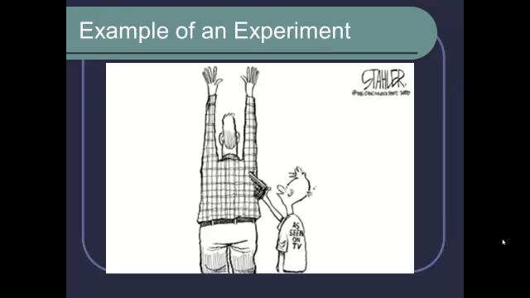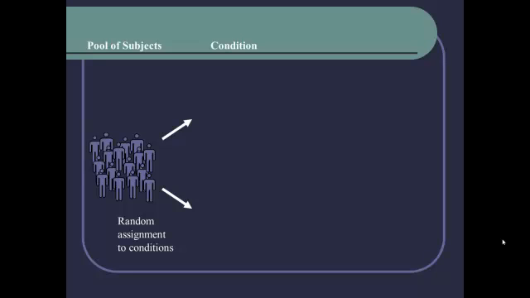An example of an experiment might be, does watching violent TV cause violent behavior? We just learned that there is a correlation between the two, but can we use the word cause? In order to do that, we'd have to run an experiment. So we start with a pool of subjects. Let's say we have 100 kids, and we randomly assign our kids to one of two conditions.